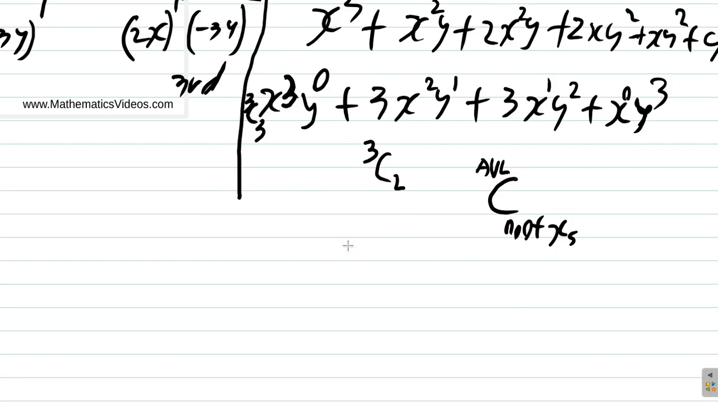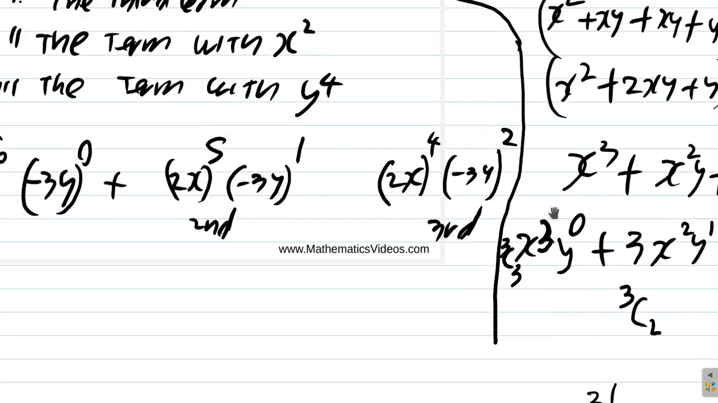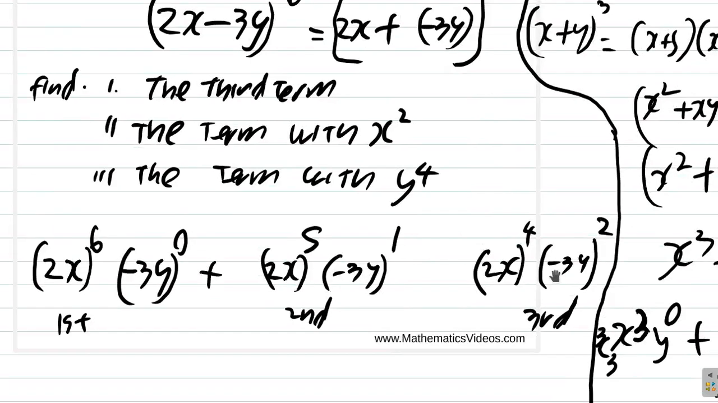Now 3C2, remember, is 3 factorial over 3 minus 2 factorial. 3 factorial will be 3 times 2 times 1, over 3 minus 2 is 1. 1 factorial is 1. 2 factorial is 2 times 1. 2 cancels 2, so it's 3 by 1, it is 3. That's why you get the 3 here. Alright. And so on.